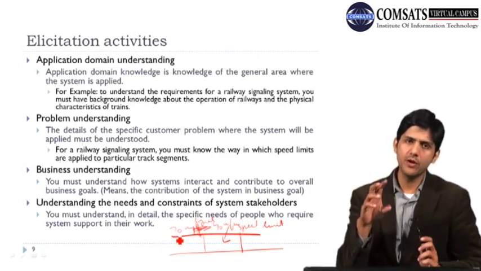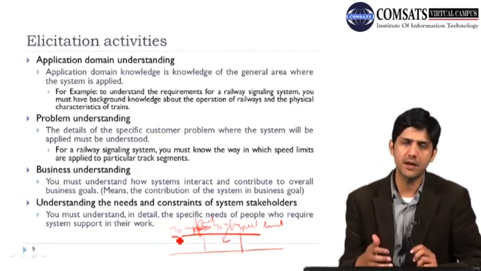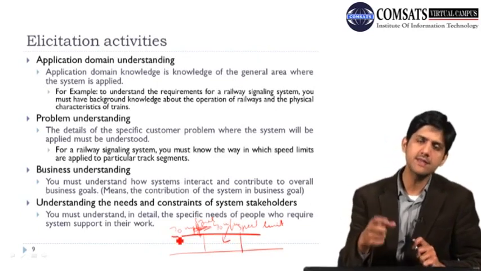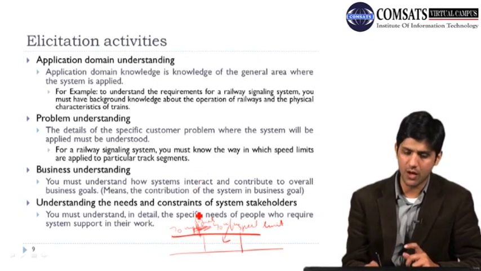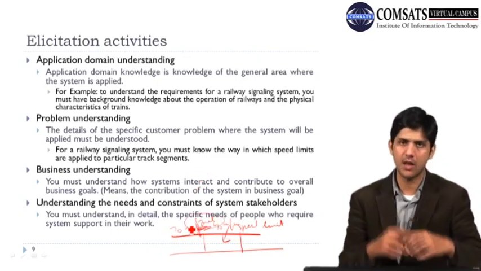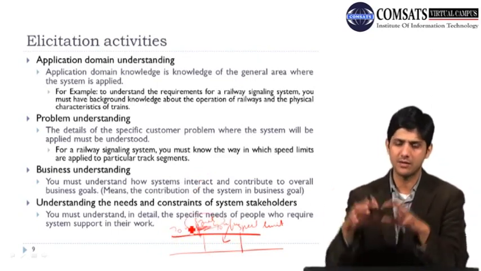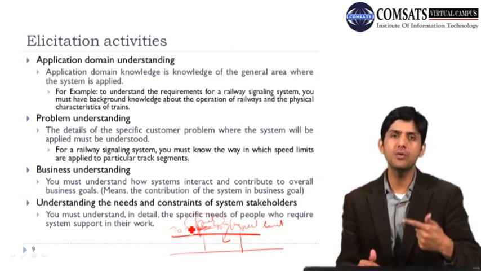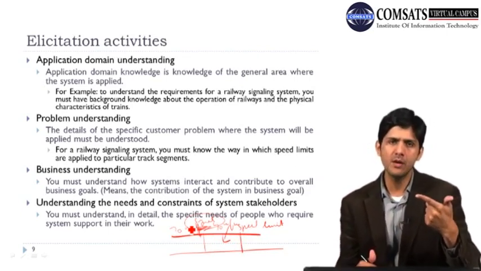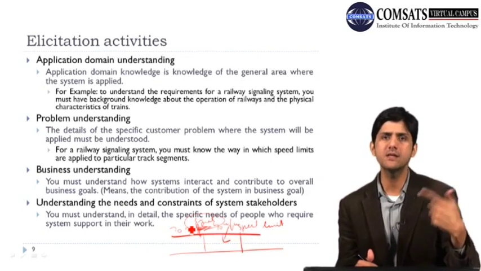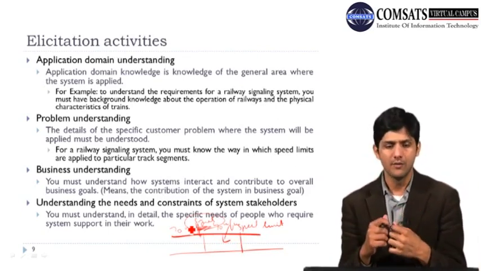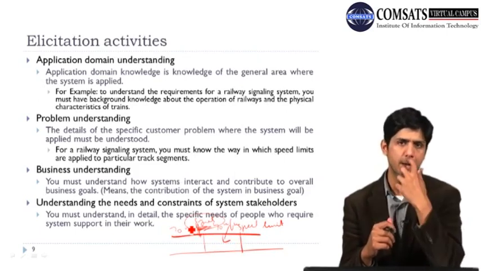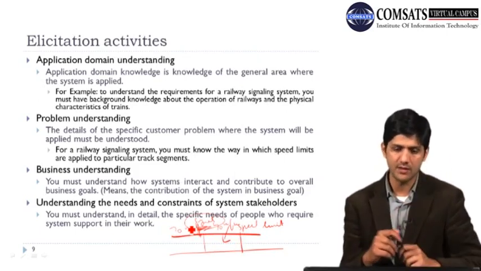So the important thing is that when we talk about problem understanding, we already have gained some knowledge about this particular application domain. We have gained knowledge about how these signals work, what the dimensions of trains are, and where the tracks are. But now we want to know, what is the problem? Why do we need signals? We need signals, for example, to control the speeds of the train, or if you want to tell a train that you need to stop, and all these kinds of things.